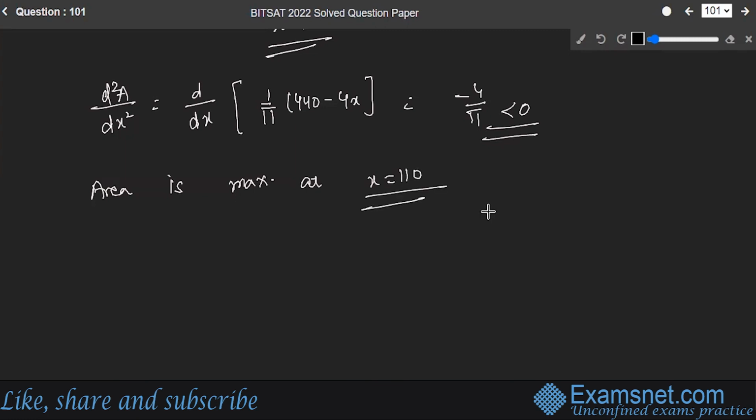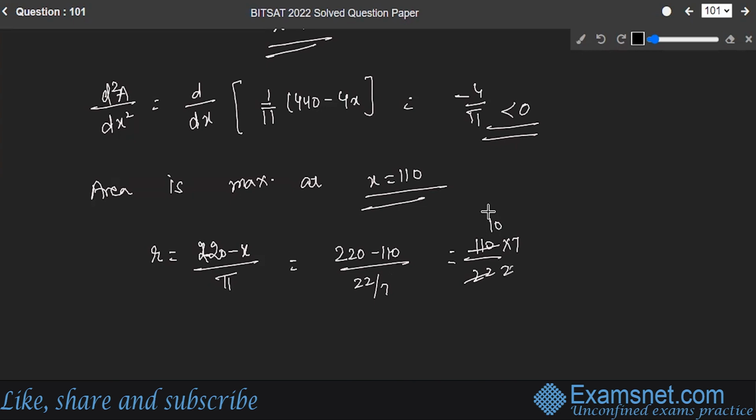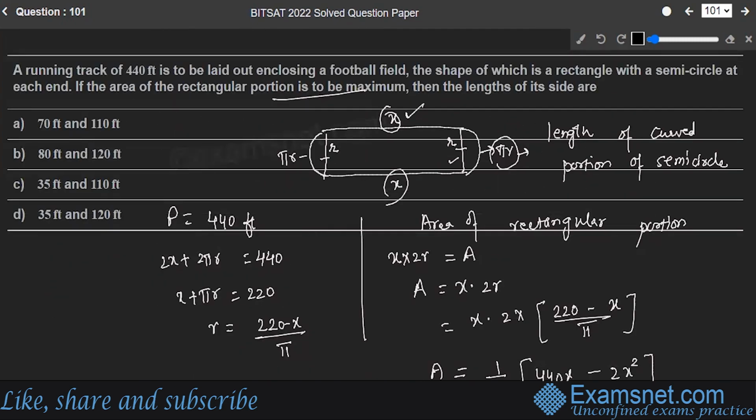At x is equal to 110, let's find out r. R was equal to (220 minus x) upon pi. So this is (220 minus 110) upon 22 upon 7, which on solving gives 110 upon 22 into 7, so this will be 35. The radius comes out to be 35, and x was 110 feet. Radius is equal to 35 feet, and x is equal to 110 feet. Let's check with the options. We have option C as the right answer.